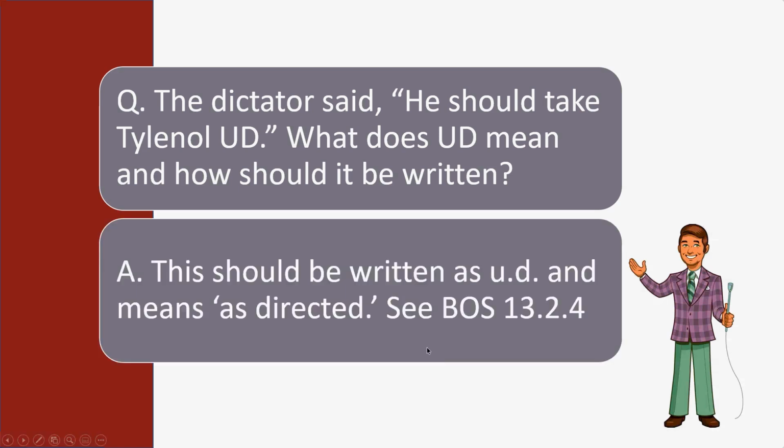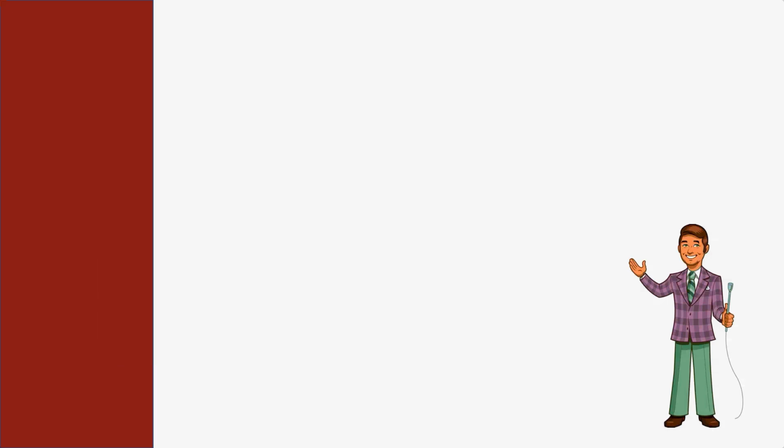All right, here we go. They're spilling in now. So this should be written u.d., so lowercase u period d period, and means as directed. So it's in Book of Style 13.2.4. Just as a side note, if your sentence ends in one of these lowercase Latin abbreviations where you've got a period after each letter, say it ends in u.d. and that's the end of your sentence, the period after that d doubles as the period for the sentence. You don't need to add an extra period after it, just as a little side note for you.